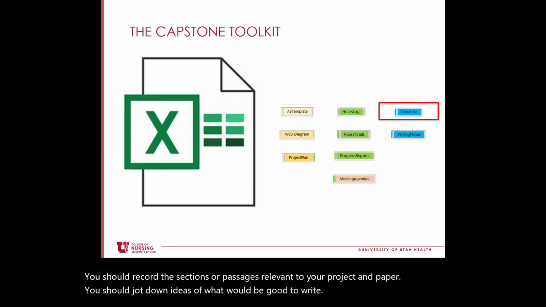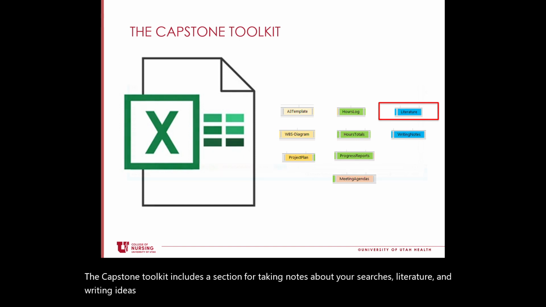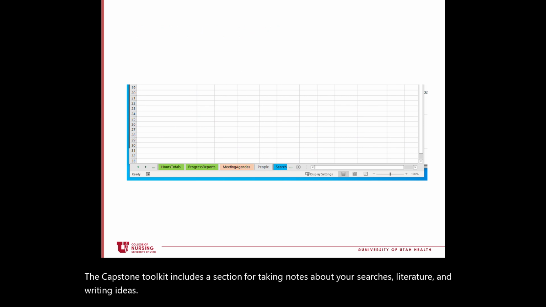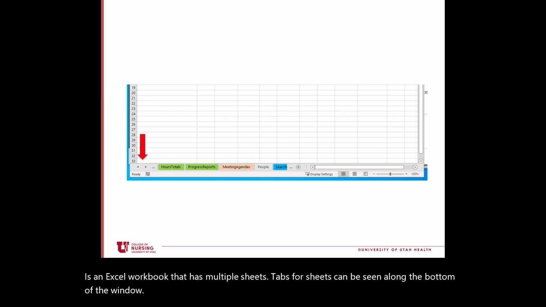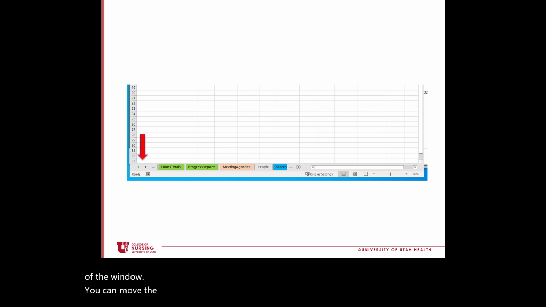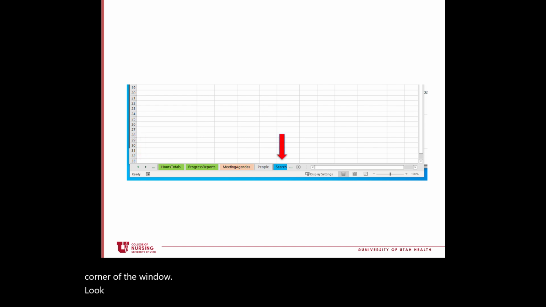The Capstone Toolkit includes a section for taking notes about your searches, literature, and writing ideas. The Capstone Toolkit is an Excel workbook that has multiple sheets. Tabs for sheets can be seen along the bottom of the window. You can move the visible sheet tabs by clicking the left and right arrows in the bottom left corner of the window. Look through the available sheet tabs until you find the desired sheet and click on the tab.